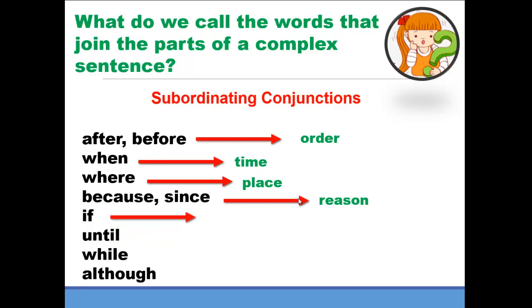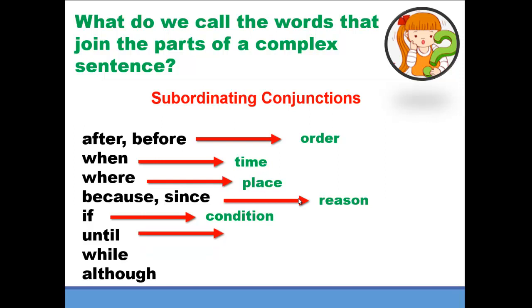We use the conjunction if to show a condition or to highlight a condition. For example, I will go out if the weather is good. So going out depends on the weather. So here we have a condition. One action depends on the other.